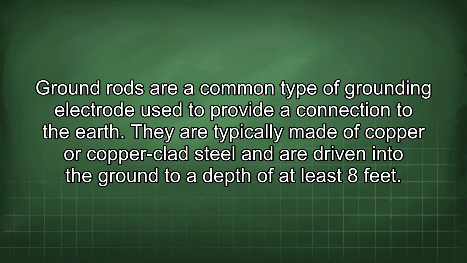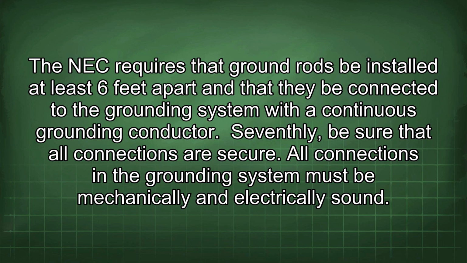Sixthly, when you are installing ground rods, be wary of doing it correctly. Ground rods are a common type of grounding electrode used to provide a connection to the earth. They are typically made of copper or copper-clad steel and are driven into the ground to a depth of at least 8 feet. The NEC requires that ground rods be installed at least 6 feet apart and that they be connected to the grounding system with a continuous grounding conductor.